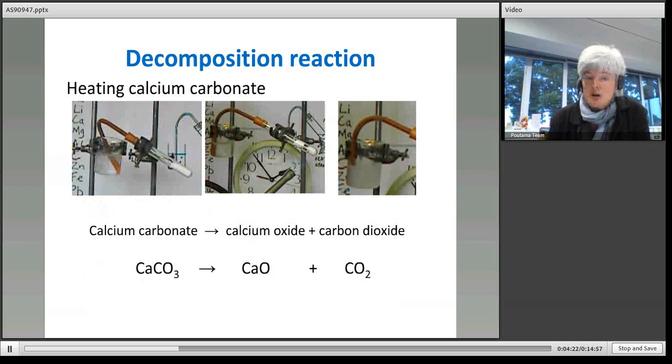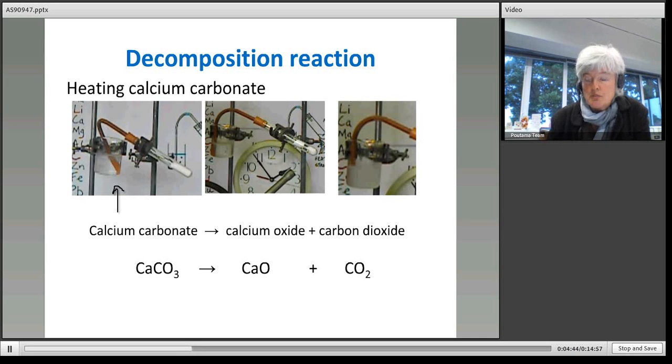Let's look at the decomposition reaction. The one we've got here is calcium carbonate. It's one of the hardest ones to decompose that still works. You have to heat it for quite a while. Now you'll notice in this one it's set up so that we can collect the gas that's given off. And in this beaker is lime water.